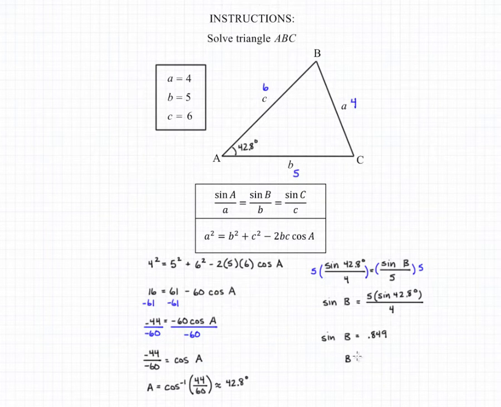And now if we apply the arc sine to both sides, we'll have B, the angle, is equal to the arc sine or inverse sine of 0.849, which is approximately 58.2 degrees, which we can then add into our diagram. And to find our final angle, we could use the law of sines again, or we can just make use of the fact that the interior angles of a triangle have to add up to 180. So we can take 180 degrees, subtract our other two angles, and get our final answer, which is that the measure of angle C is equal to 79 degrees.